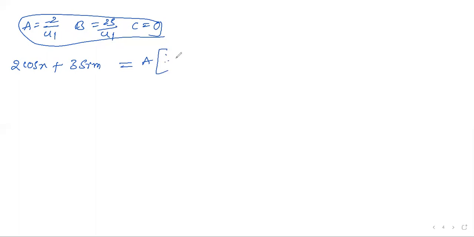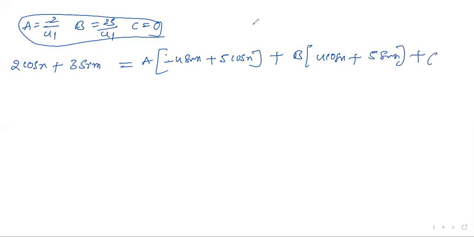What is this? 4 cos x, right? Minus 4 sin x plus 5 cos x. Am I clear? Plus b, directly we copied, your denominator 4 cos x plus 5 sin x plus c. Now let us substitute all values here. A is equal to minus 2 by 41 times minus 4 sin x plus 5 cos x, plus b is plus 23 by 41. Please copy as it is.